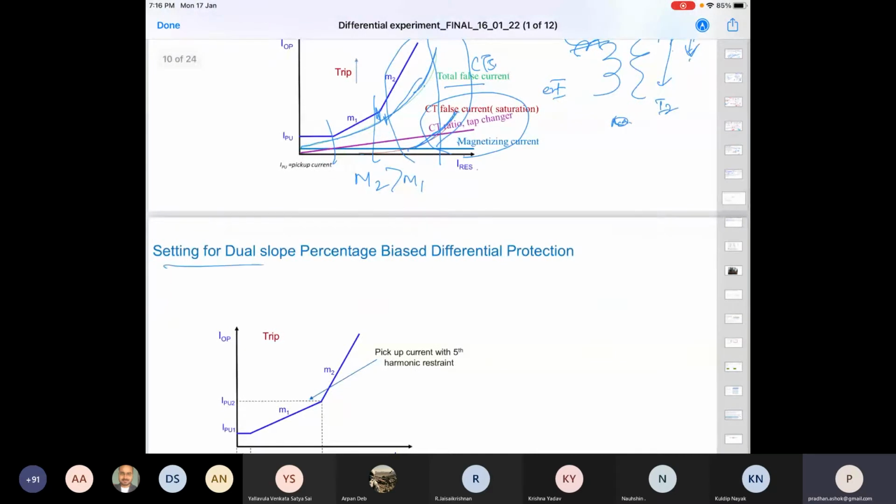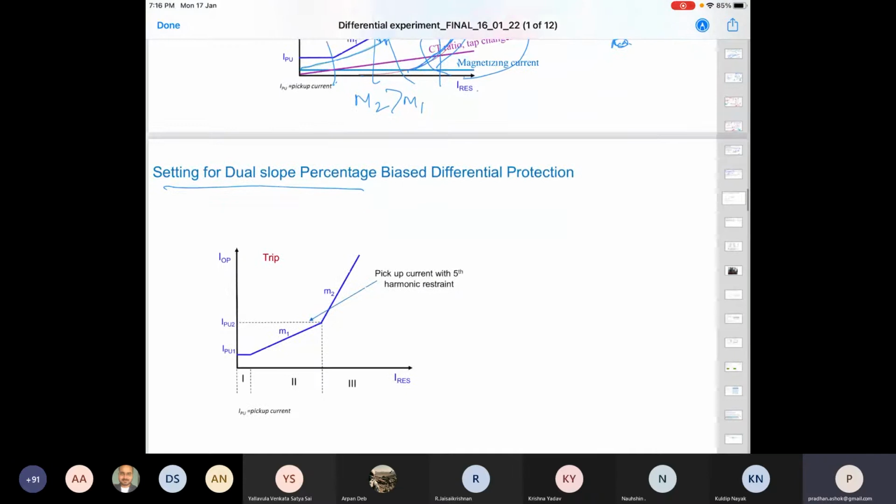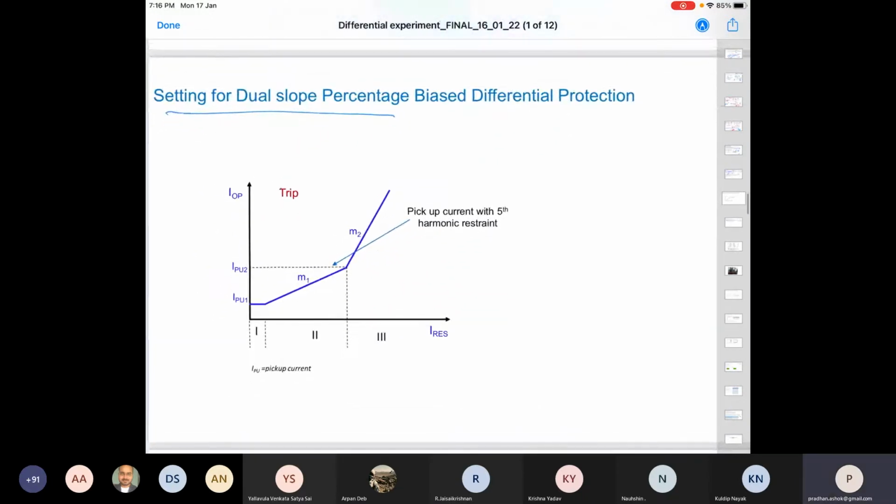So how to set this dual slope? That was the earlier question also. So we have M1, M2, M3. So there are 3 zones now. This is section 1, section 2, section 3 in the characteristic curve.